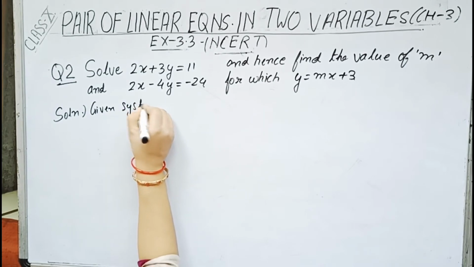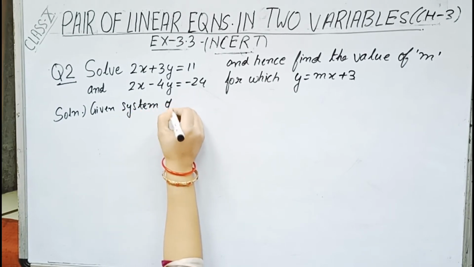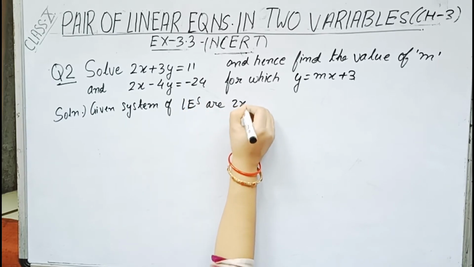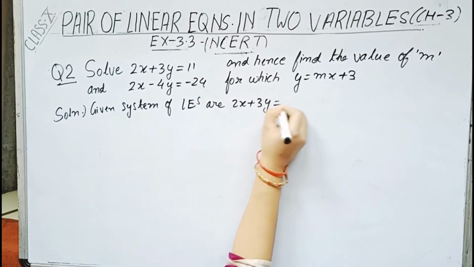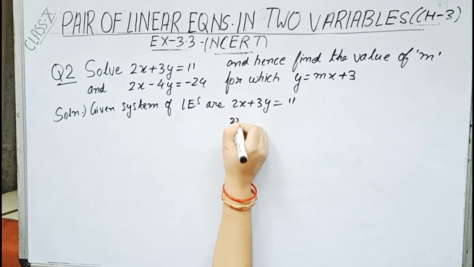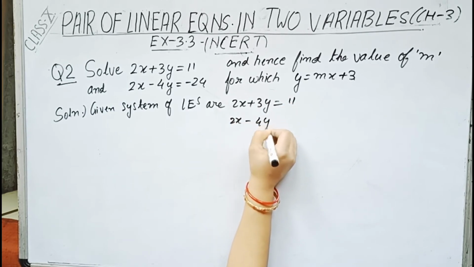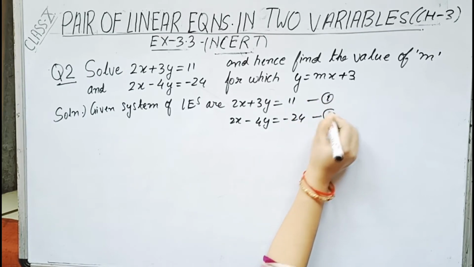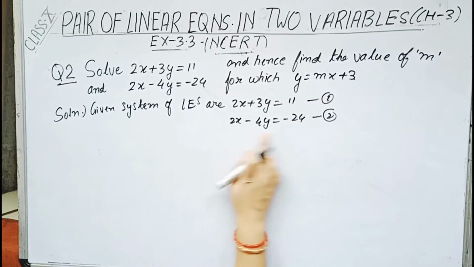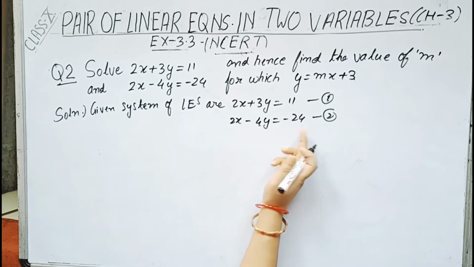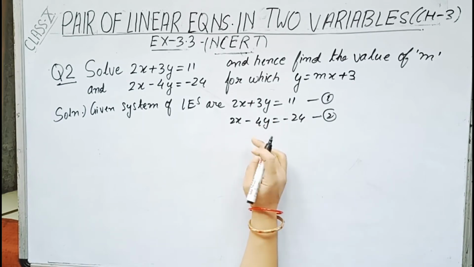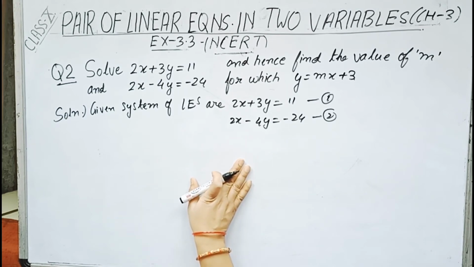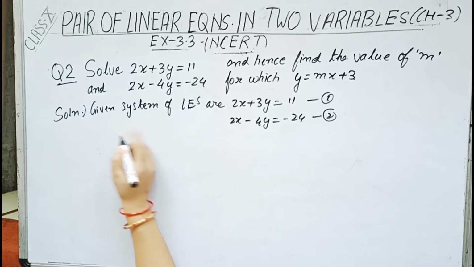Given system of linear equations are 2x plus 3y equals 11 and 2x minus 4y equals minus 24. See, by the elimination method I could have subtracted directly and the x term would cancel, and we could have got y directly. But again I repeat, till 3.3 only the substitution method is explained. So let us start now.